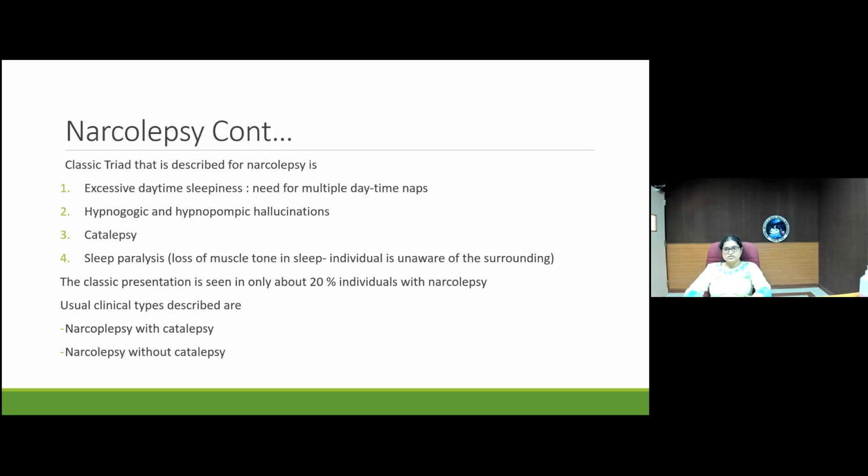Catalepsy, like discussed earlier, wherein there is loss of muscle tone with intact awareness and wakefulness. Sleep paralysis, at times wherein there is loss of muscle tone with person being unaware of his surroundings. This classic presentation is very uncommon, and it is seen in a very small percentage of people presenting with narcolepsy. So the usual clinical types described are narcolepsy with catalepsy and narcolepsy without catalepsy.